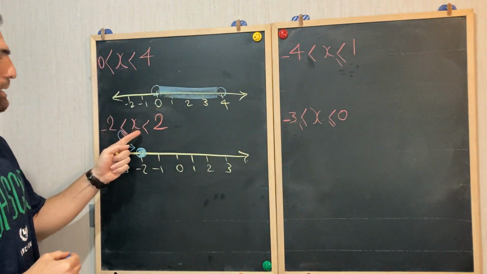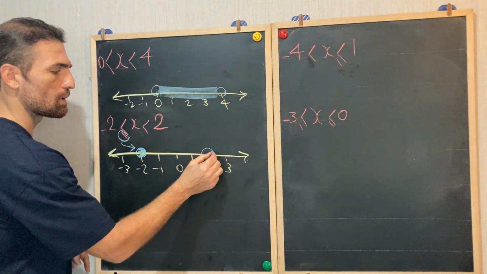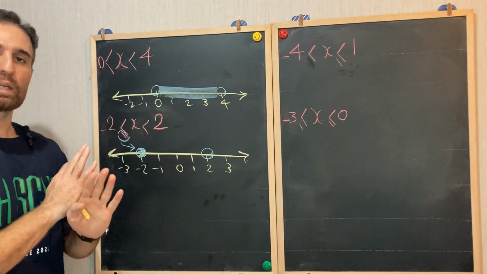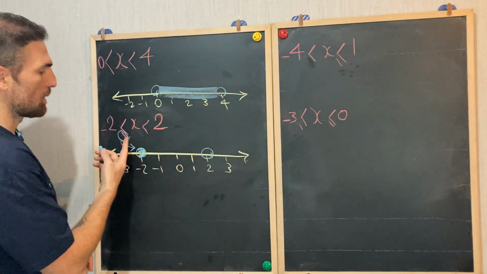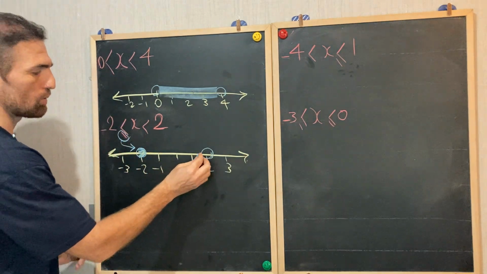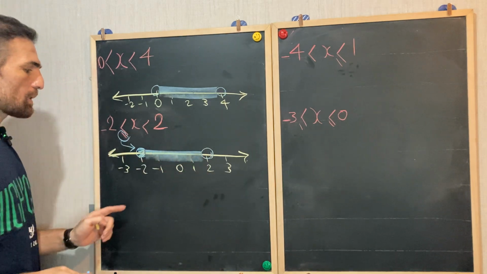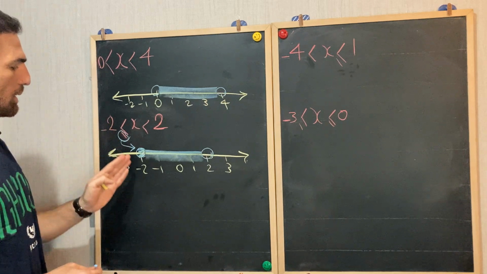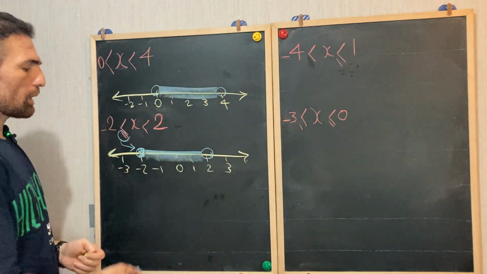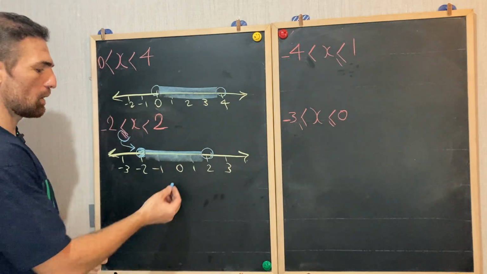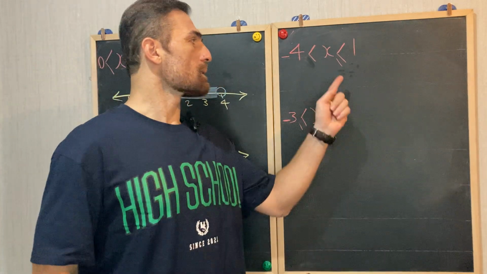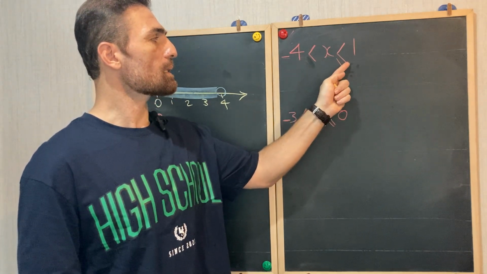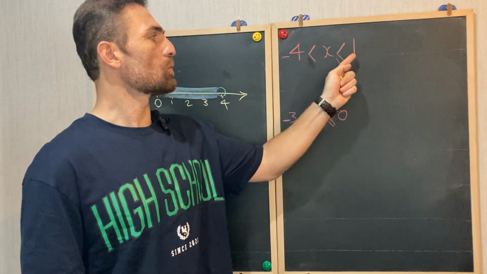Next one, it says x is less than 2. The circle above the 2 must be an open circle because it is less than 2, not equal to. And the solution must be somewhere between -2 and 2. Also, -2 is a solution. Equal to or greater than -2, a number like -1, a number like 0. Okay, next example. It says x is greater than -4 and x is less than or equal to 1.